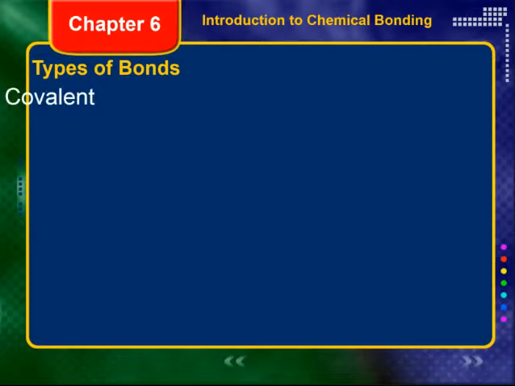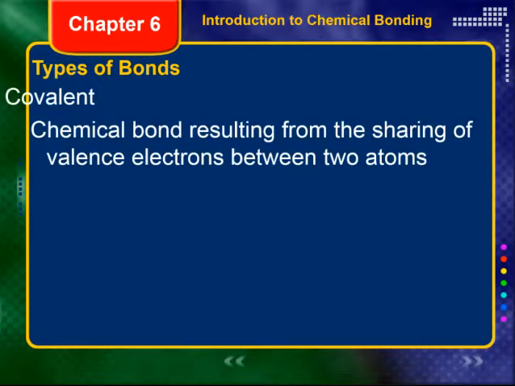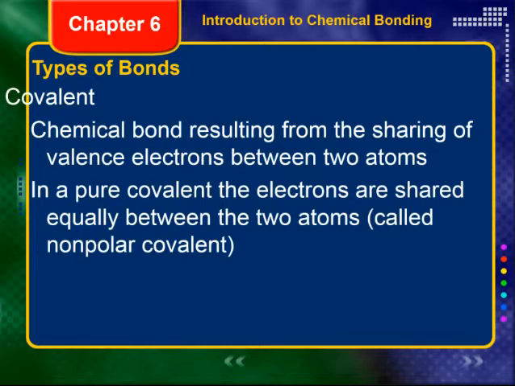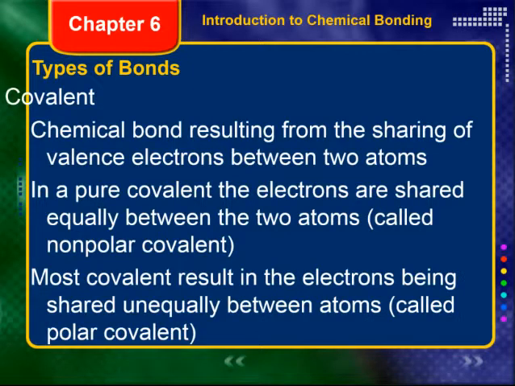So let's take a look at covalent bonds. A covalent bond is a chemical bond resulting from the sharing of valence electrons, not the transfer like we saw in the animation. It's the sharing of valence electrons between two atoms. Why are they sharing electrons? In order to satisfy their octet, right? They're trying to achieve that noble gas electron configuration and obtain stability.